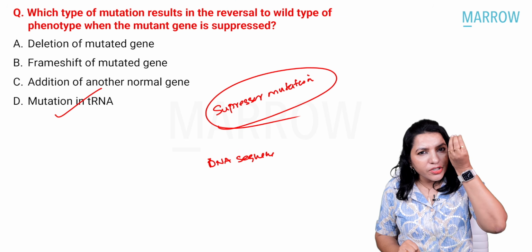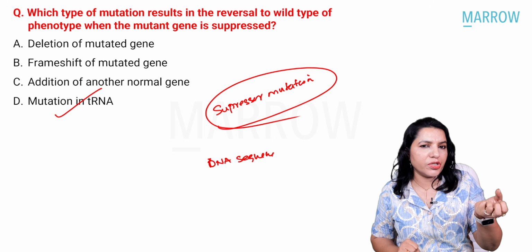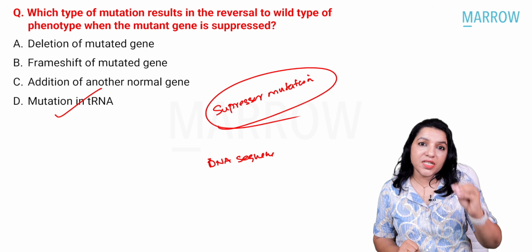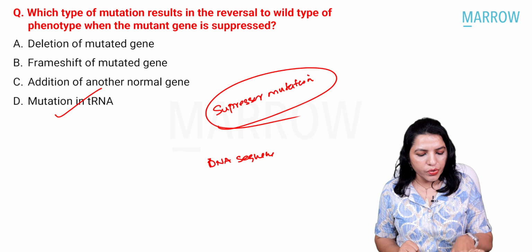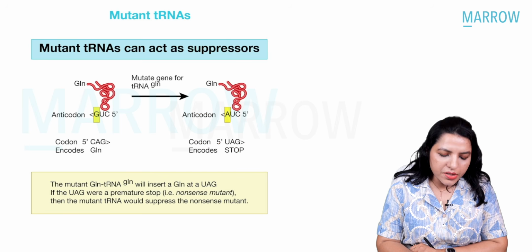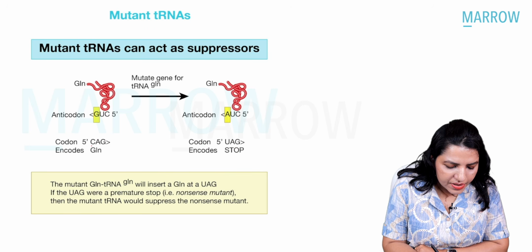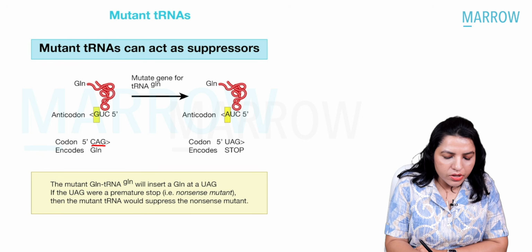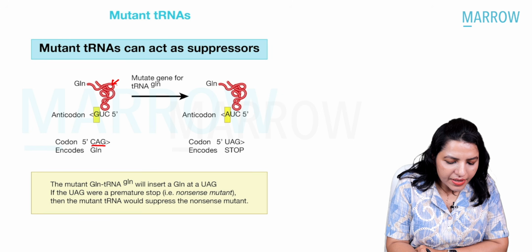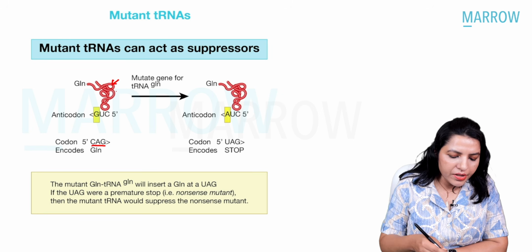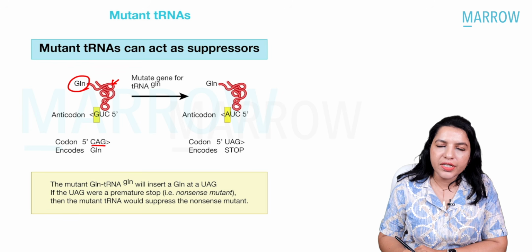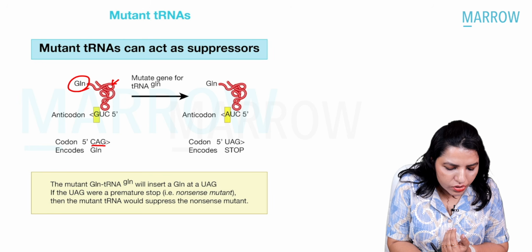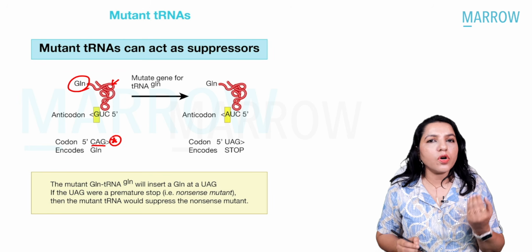What is this kind of suppressor mutation? This suppressor mutation takes place in the tRNA. I'll just show you that with the image. Just see this codon. Here it is written CAG. CAG is a codon for glutamine. So definitely the tRNA that is coming and binding with this codon should carry glutamine, right?